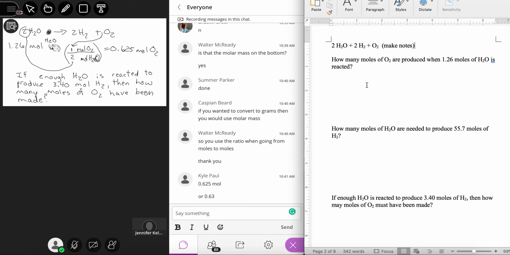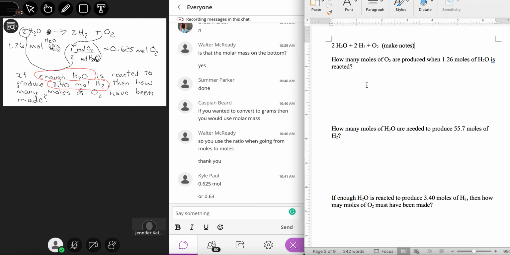All right. So I'm going to put a circle around all the information they give me. They give me 3.40 moles of H2, and I have enough water to produce it. So they don't tell me how much water, they just said I have enough to produce this much hydrogen. And they want to know how many moles of oxygen.